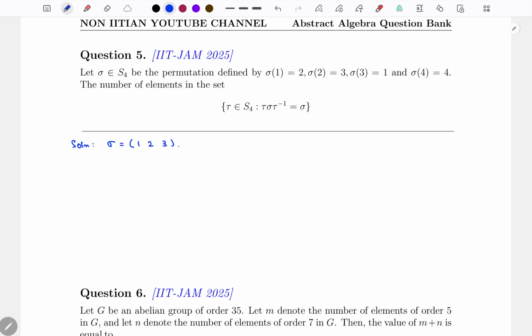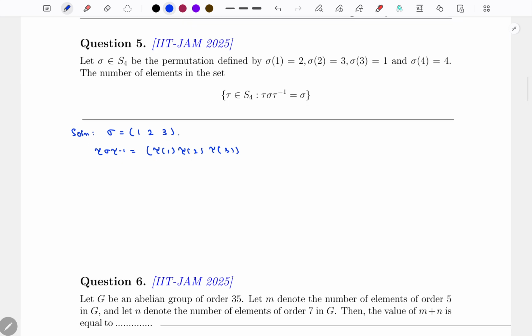Now any conjugation will preserve this. So tau sigma tau inverse will be of the form sigma of 1, sigma of 2, sigma of 3. Am I doing it correctly? No, sorry, it will be tau of 1, tau of 2, tau of 3. So it will preserve the cycle length, right?